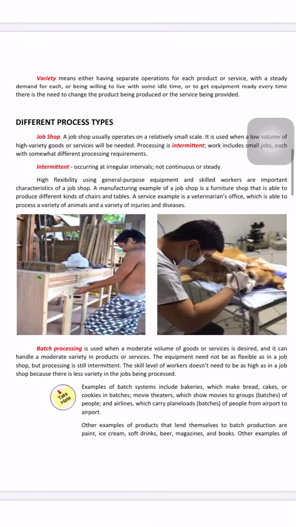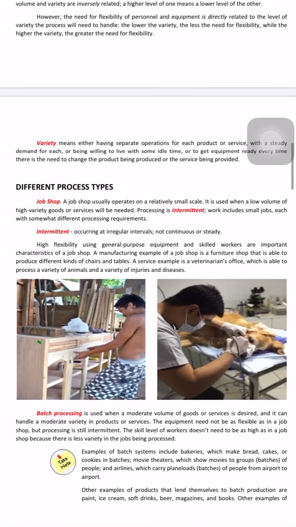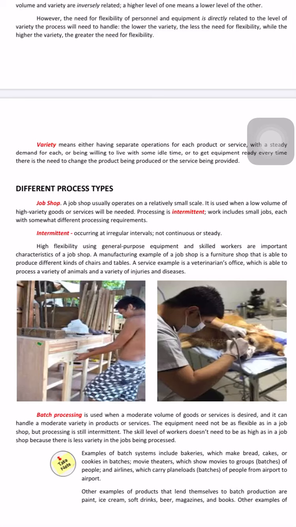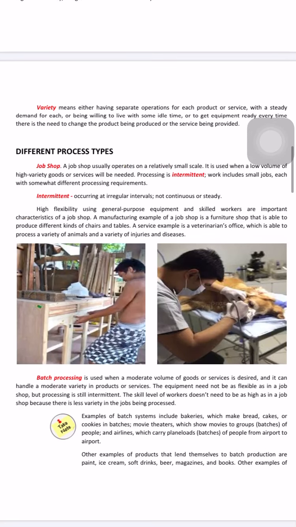Okay, so there are different process types. Okay, in producing certain products, there are different varieties or different forms kung paano natin ma-attain yung isang objective or matapos yung isang project. We have what we call a job shop. A job shop usually operates on a relatively small scale. It is used when a low volume of high variety of goods or services will be needed. Okay, processing is intermittent. Work includes small jobs, each of which has different processing requirements.